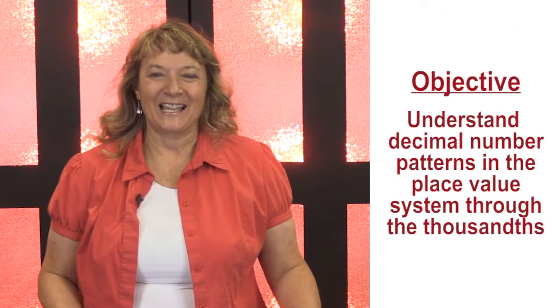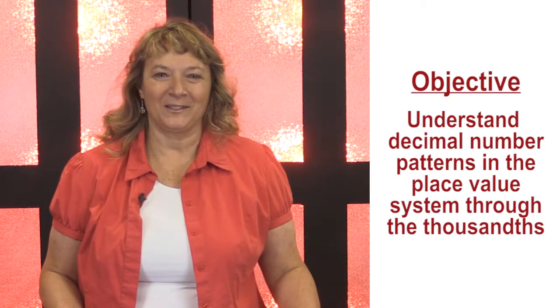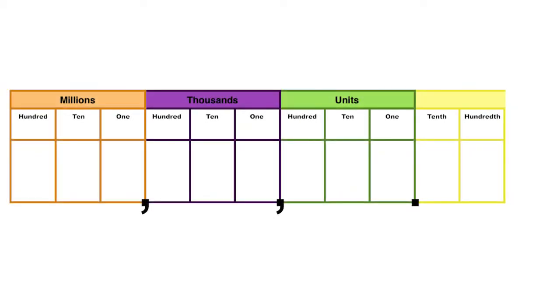The objective for this lesson is that students will understand decimal number patterns in the place value system through the thousandths. In the 4th grade, students learn to identify place value through the hundredths place. Today, they are extending through the thousandths place.